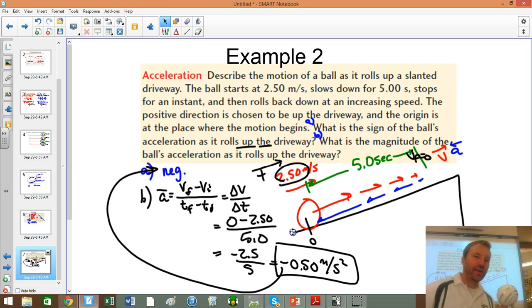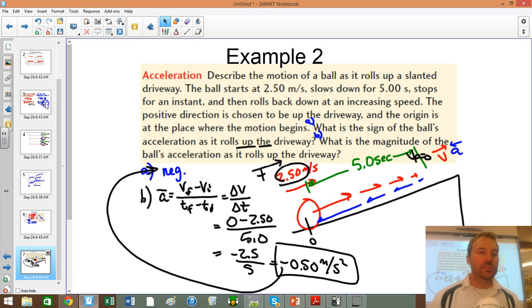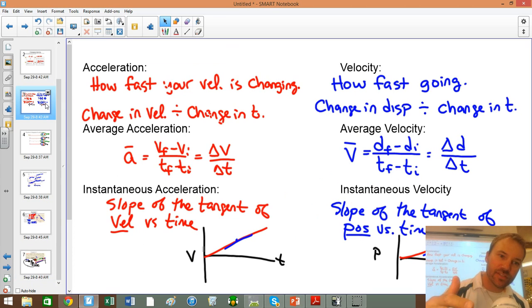I know this was a little bit long, and I tried to power through it, and I appreciate you sticking with me. But it's really important to know the difference between average acceleration and instantaneous acceleration. And average acceleration is just your change in velocity divided by your change in time.